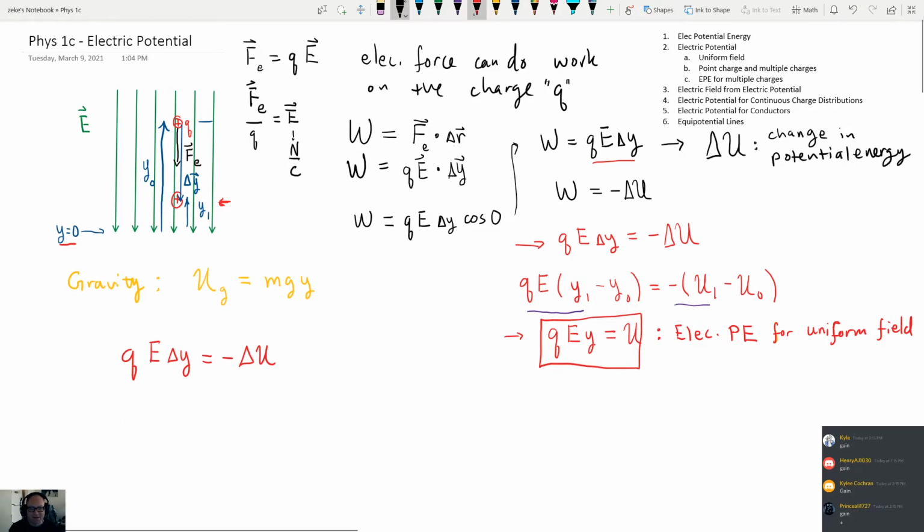We're going to do exactly the same thing to define what voltage is, or what electric potential is. We're just going to divide both of these equations by Q. I'm going to move the negative sign, so it's now negative E times delta Y is equal to delta U over Q. And we'll define delta U over Q to be the change in electric potential. This symbol, delta V, represents the change in electric potential.